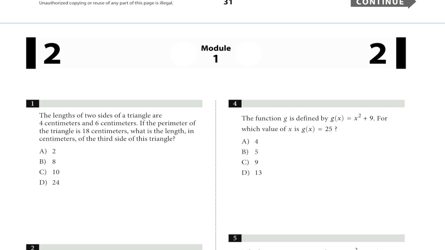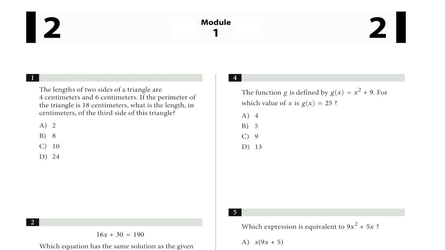Again, it's up to you if you actually want to use it as much as I'm going to. All right, that's number 1. It says the lengths of two sides of a triangle are 4 centimeters and 6 centimeters. If the perimeter of the triangle is 18 centimeters, what is the length in centimeters of the third side of this triangle? So perimeter, we're just adding up all the sides. So we'll say plus x equals 18.